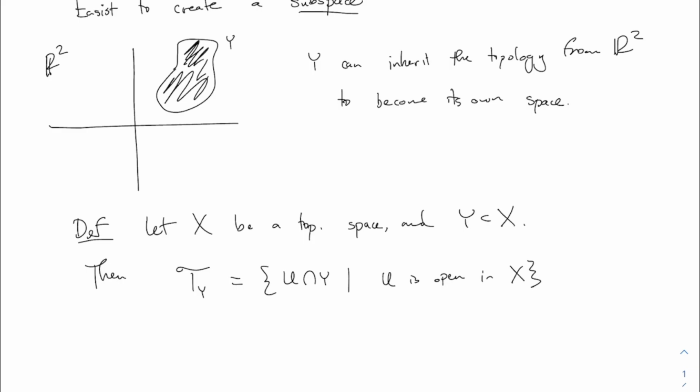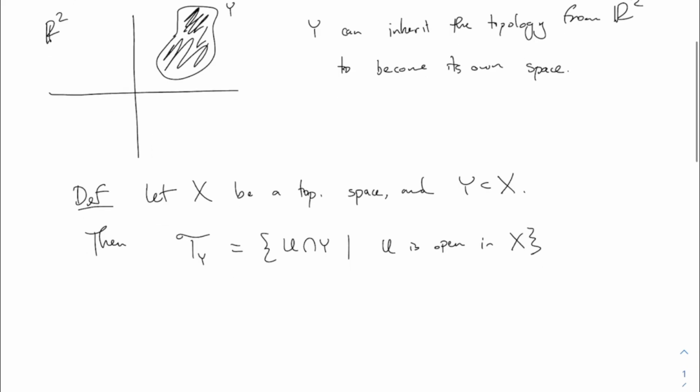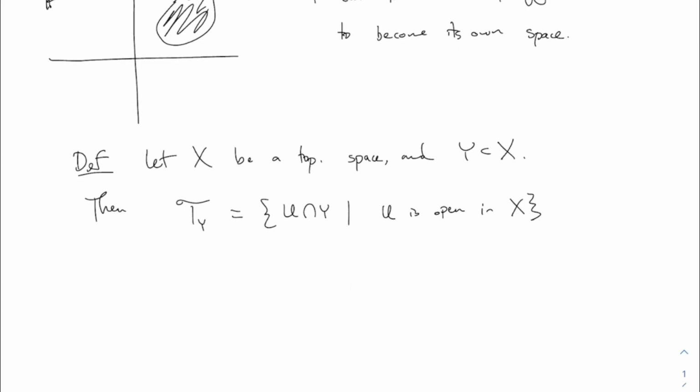This is the topology that we use on the subset. And let me just finish writing some words here, and then we'll talk about what this intersection really means. So this is a topology on Y, and it's called the subspace topology.